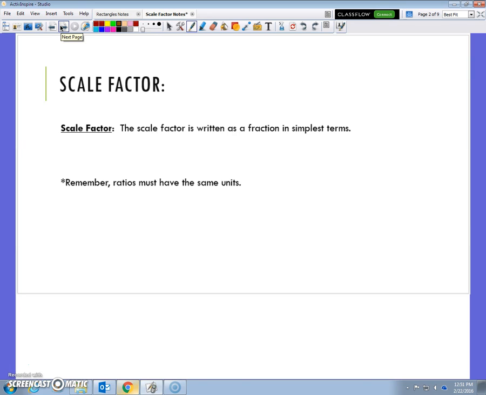Okay, the scale factor is written as a fraction in simplest terms. Now, these ratios need to have the same units. So if I said 1 to 2, that would really be the same as saying 1 over 2. They mean the same thing, they're just written different ways. We're going to use the fraction form. So if it were something like 2 to 4, for instance, really that's 2/4. I wouldn't write 2 to 4, that wouldn't be my simplest terms. I would say 1 to 2. So just make sure that we're reducing our fractions all the way for our scale factors today.